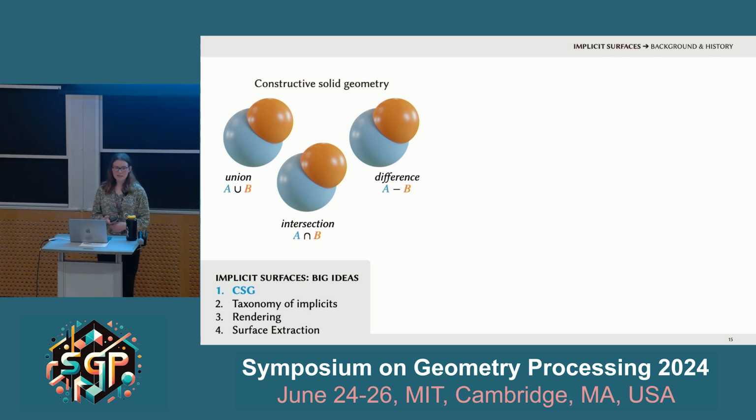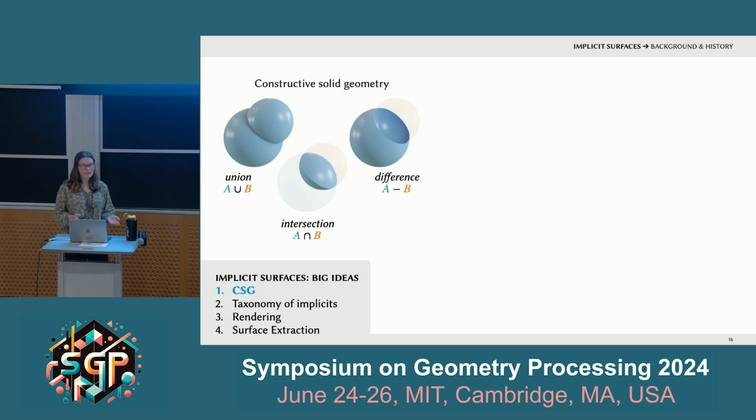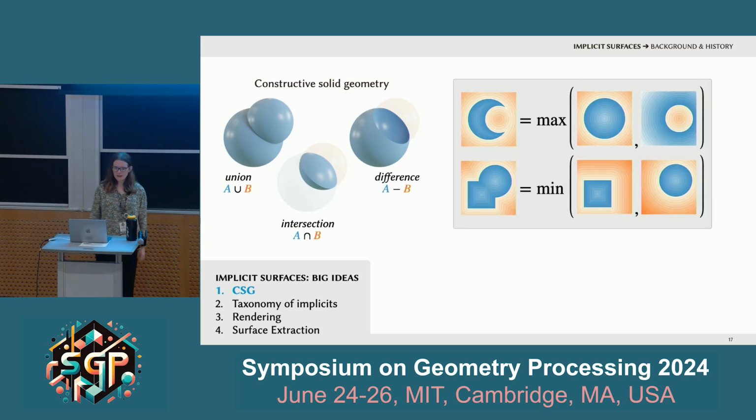Specifically, because this inside-outside determination is so easy, constructive solid geometry operations, which are things like unions, intersections, and differences, are really easy to perform on implicits. In fact, we can write these very simply with max and min functions. The max of two implicit functions gives their intersection, and the min gives their union.